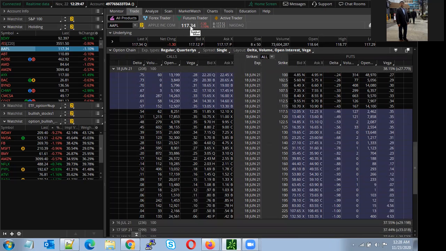117.34 is the closing price. So you buy at 117 or 115. That is like the at the money price. You can buy here at 115, it's kind of the at the money price, right? So now, what is your question?